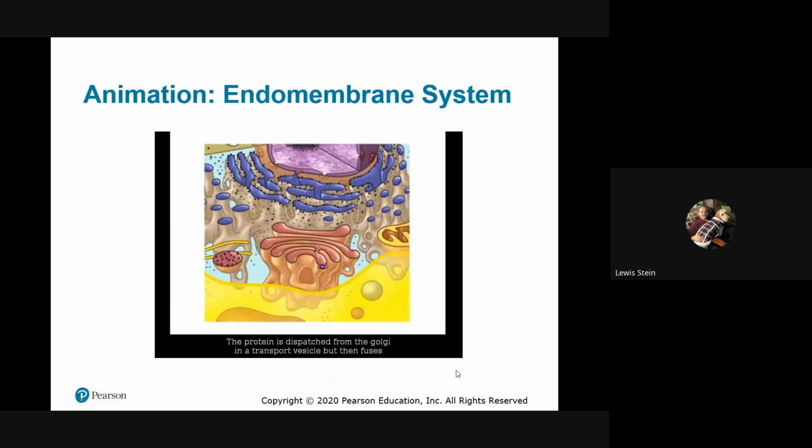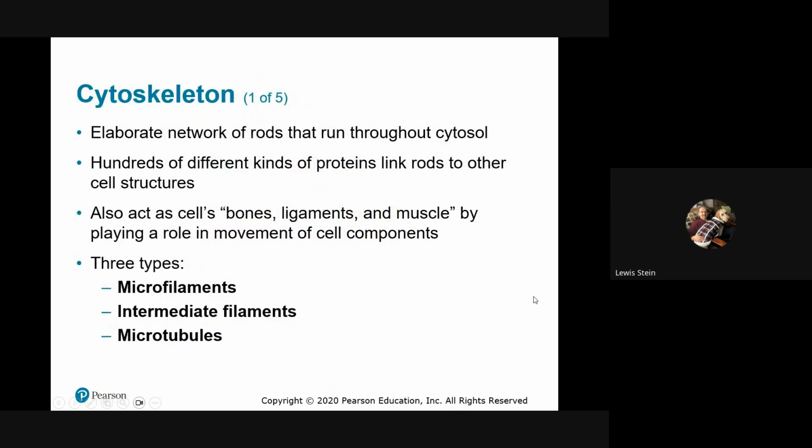The protein is dispatched from the Golgi in a transport vesicle that then fuses with the plasma membrane, releasing the protein to the outside of the cell. Yeah, that's about it. It's not a whole lot to say. You saw it. That's why the animation first.